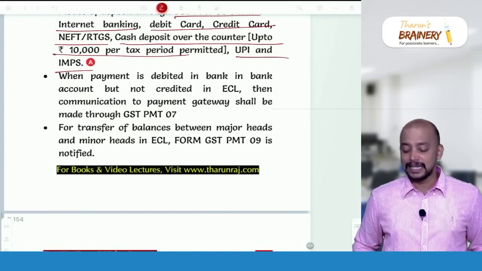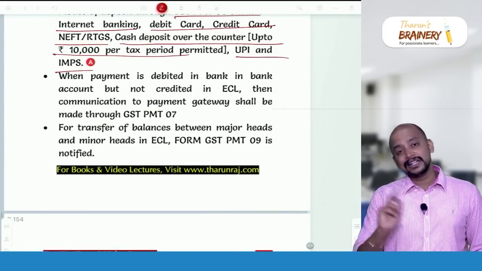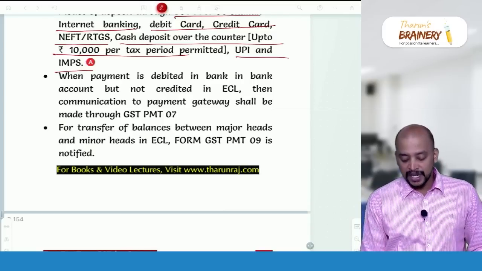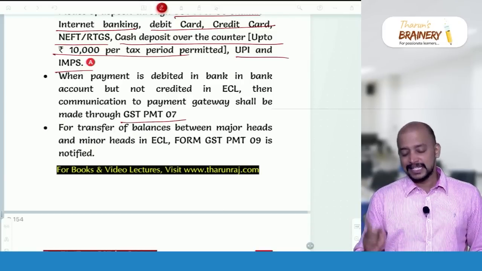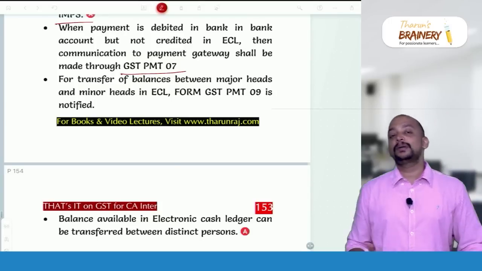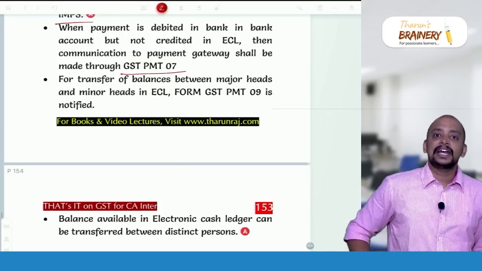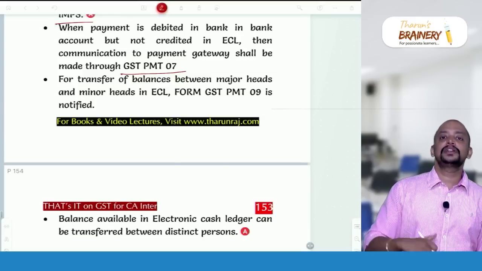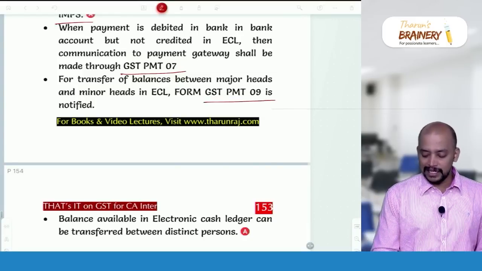Whenever the payment is debited in the bank but not credited in the electronic cash ledger, we will communicate that information to the payment gateway through one form, that is PMT7. And in case of transfer of balances, for example, if by mistake we have deposited in IGST tax instead of CGST tax, we can shift the balances from one head to another using PMT9.